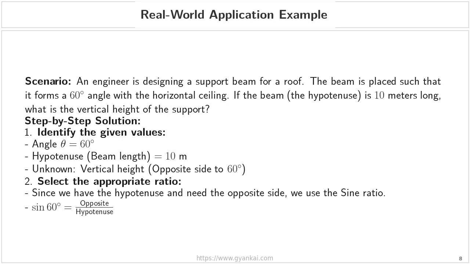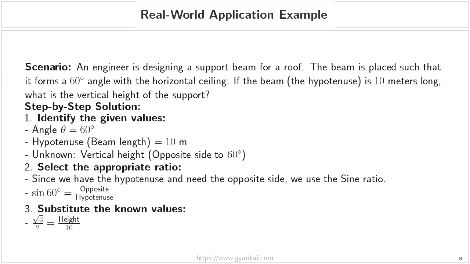Since we are working with the hypotenuse and we need to find the opposite side, the sine ratio is the correct choice. We will use the formula: sine of 60 degrees equals the opposite side divided by the hypotenuse. Third, we substitute our known values into this equation. Using the exact value we derived earlier in this lesson, we replace sine of 60 degrees with the square root of 3 over 2. So, the square root of 3 over 2 equals the height divided by 10.